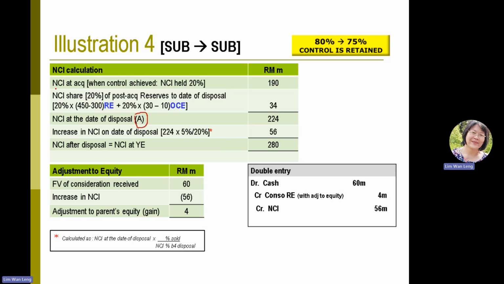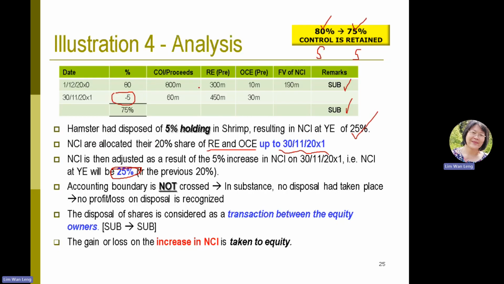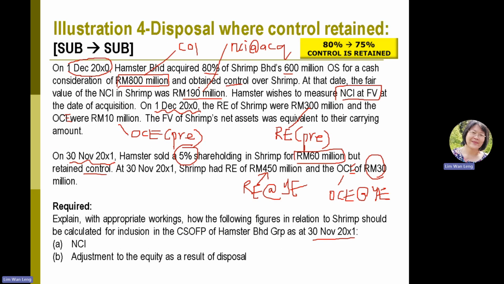So in other words, how much is the NCI at acquisition? Originally you are 80%, so NCI at that point in time is 20%. So NCI at the date of acquisition was given to you as 190. Okay, so you take this 190.